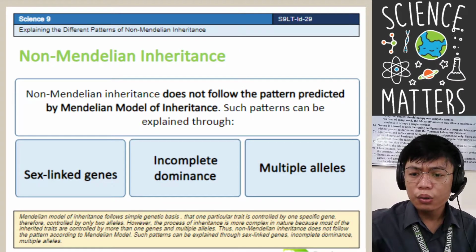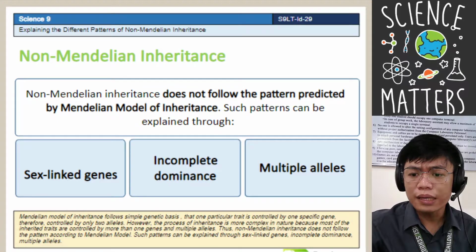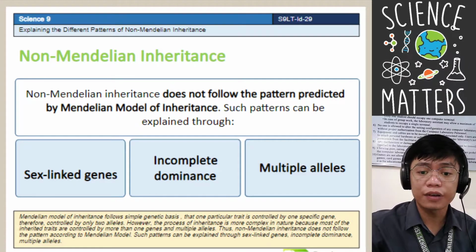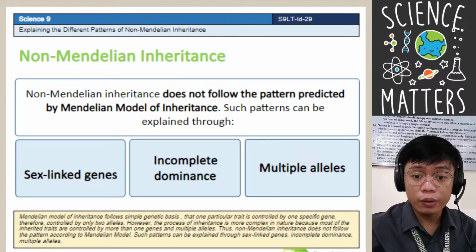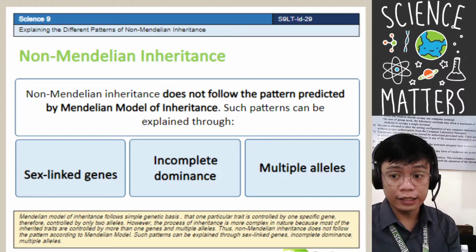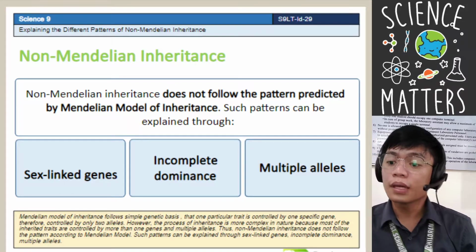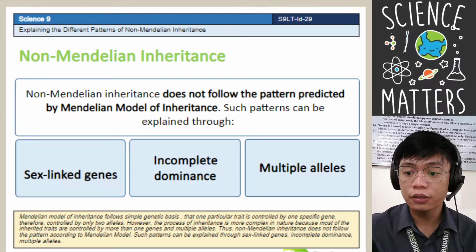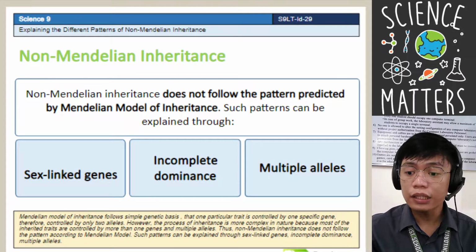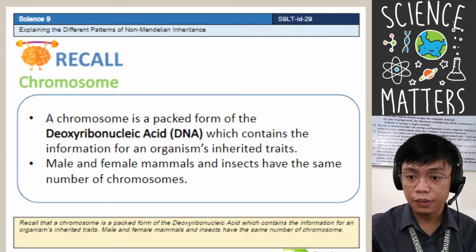Before we proceed, who is Gregor Mendel? Gregor Mendel is the father of genetics. Genetics is the study of heredity. Such patterns can be explained through sex-linked genes, incomplete dominance, and multiple alleles.